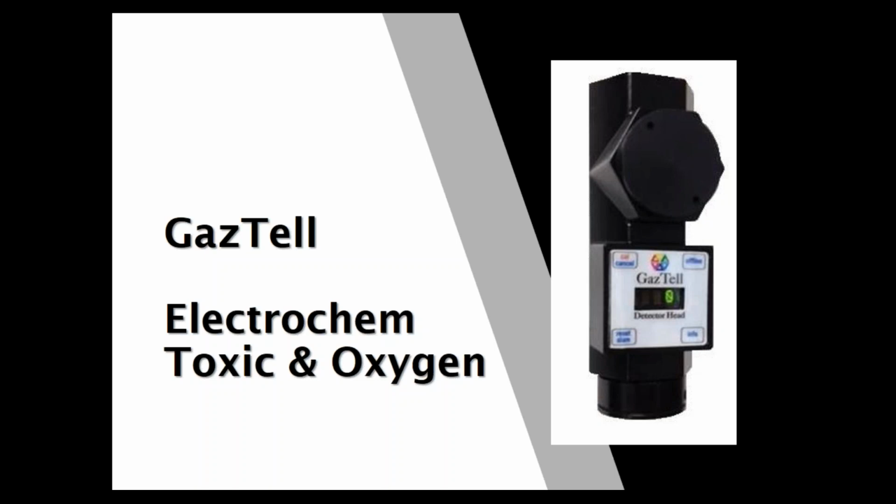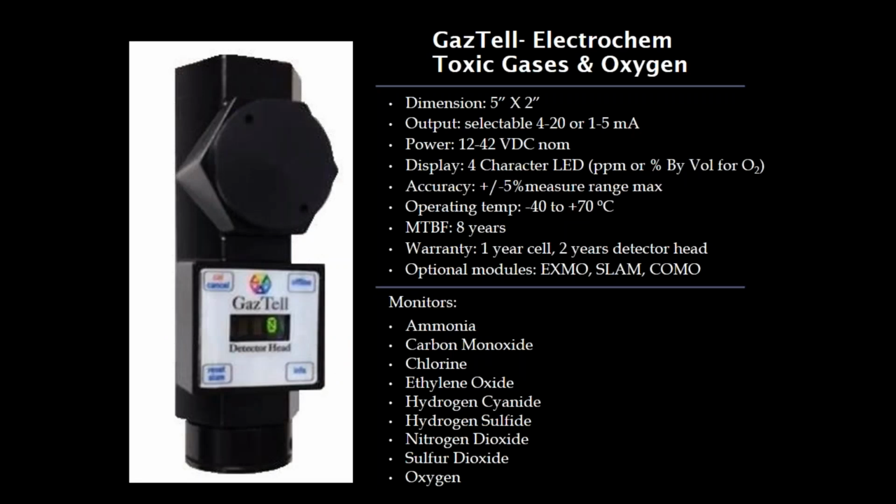So electrochemical, okay, what do we have to offer? We have new electrochemical cells, which are state-of-the-art, all digital, and we do that with an electrochemical gas cell, which is both toxic and oxygen. And as you can see, it's a very small unit. It's only about 5 inches tall by 2 inches wide.